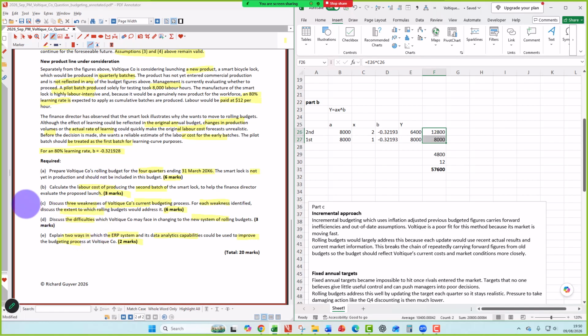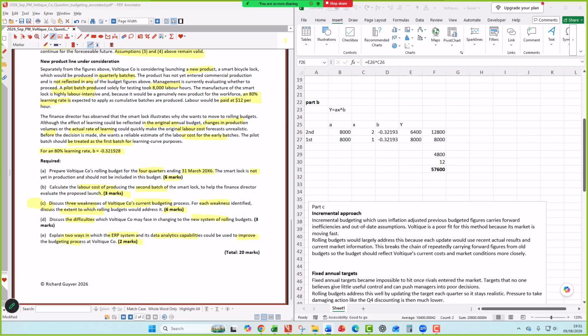Another thing, this part C over here, this wasn't looking for 6 separate points to be made. It was looking for you to pair your points up, the weakness and the extent to which rolling budgets could address that. So make sure that you look for that sort of question. If it just said discuss 3 weaknesses, and then maybe separately discuss how rolling budgets could help Voltique, then maybe you could do 3 points for each. But this clearly wanted them linked together. So look out for that wording. And make sure, it says for each weakness identified, discuss the extent.